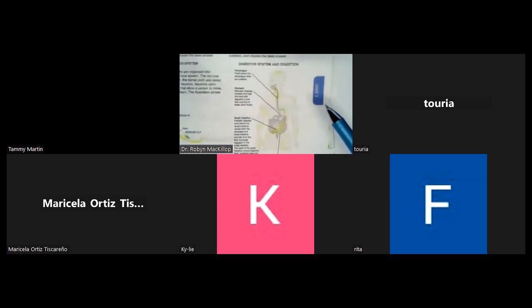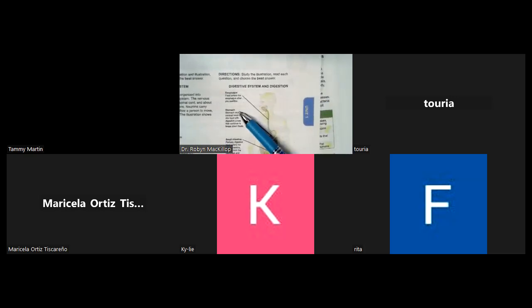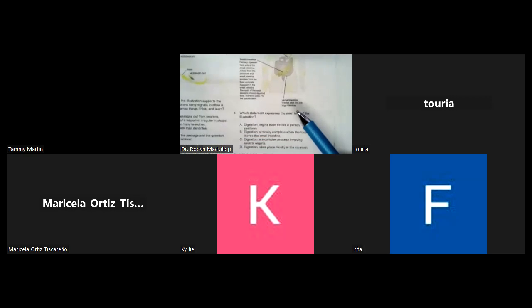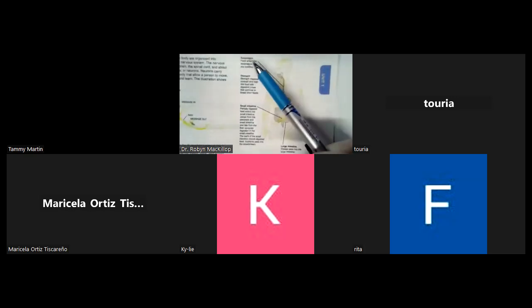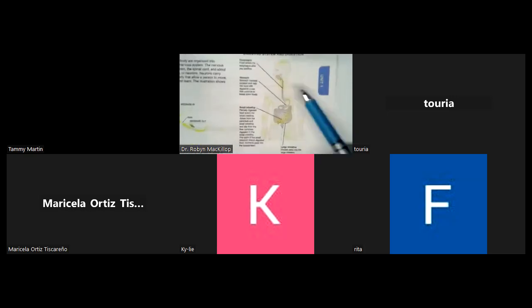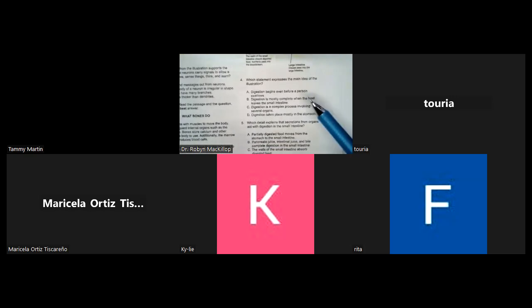And then we've got the digestive system. No paragraph, but each one of these obviously has something to read. We're not going to read it yet until we know where to go. What statement expresses the main idea of the illustration? So this is interesting. Will you have to read everything? Maybe not. The title is the digestive system and digestion. So let's see if we are able to figure that out without reading each little thing.